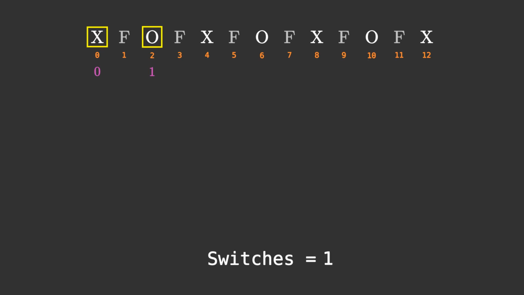Now let's see a bigger example. We will count switches here. We start from X. We won't require any switch here. Now we jump to F and then O, so we will require one switch here. Then to X, and again we will require 2 switches here. Now at index 6, at O, we will require 3 switches. Similarly at X at index 8, we will require 4 switches. Until the end, we can see we will require a total of 6 switches in this array.